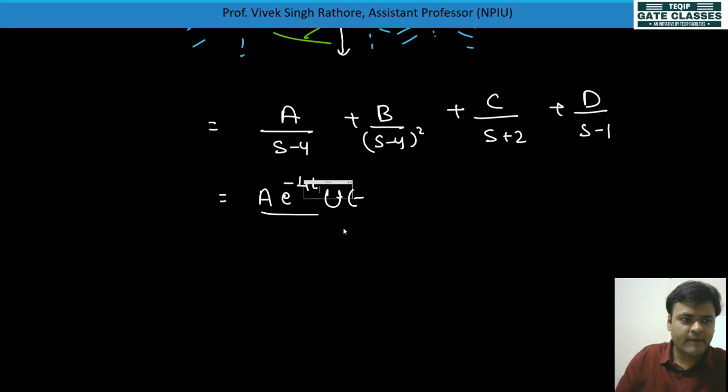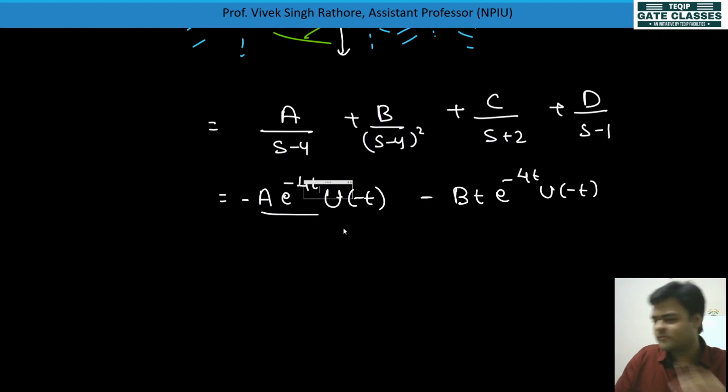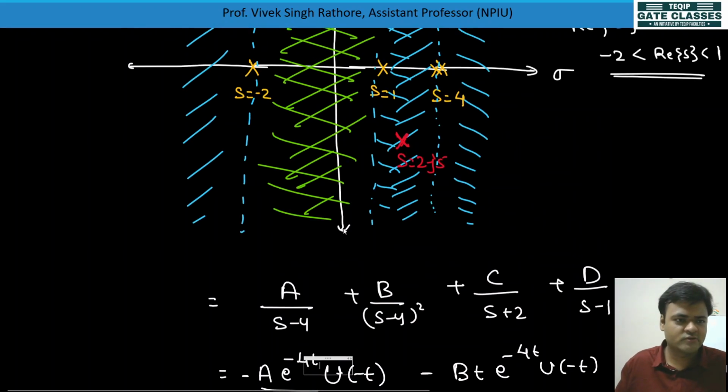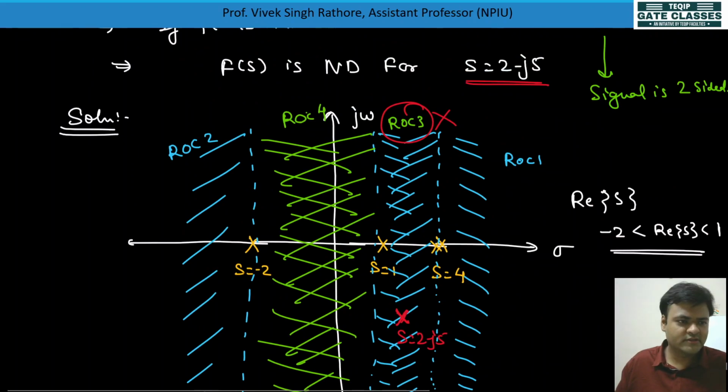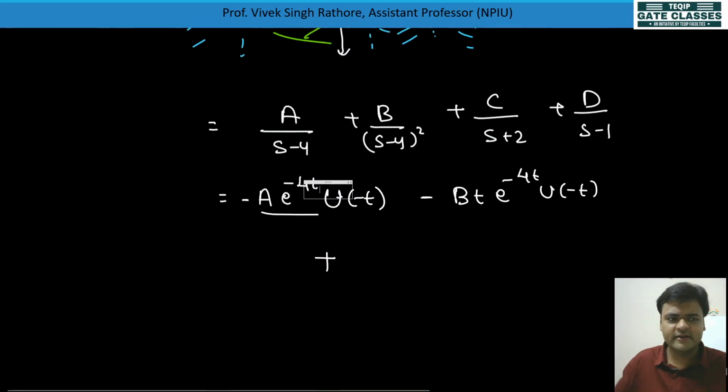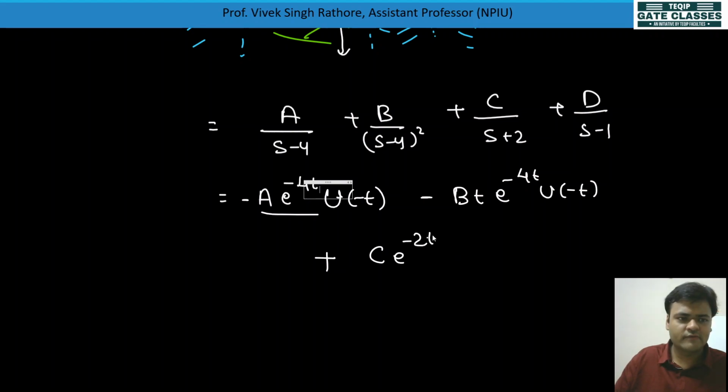u of minus t will be there, and here minus will come, and same with this. So b of t will be minus e to the power minus 4t, u of minus t will come. Now, for c the expression is s plus 2. S plus 2 means s is equal to minus 2. It is right-hand sided, so we can write c e to the power minus 2t, u of t.